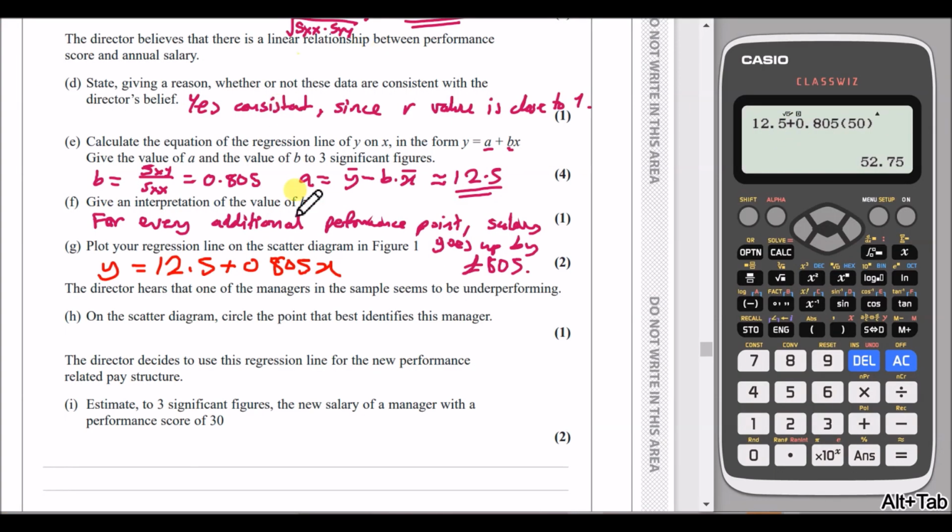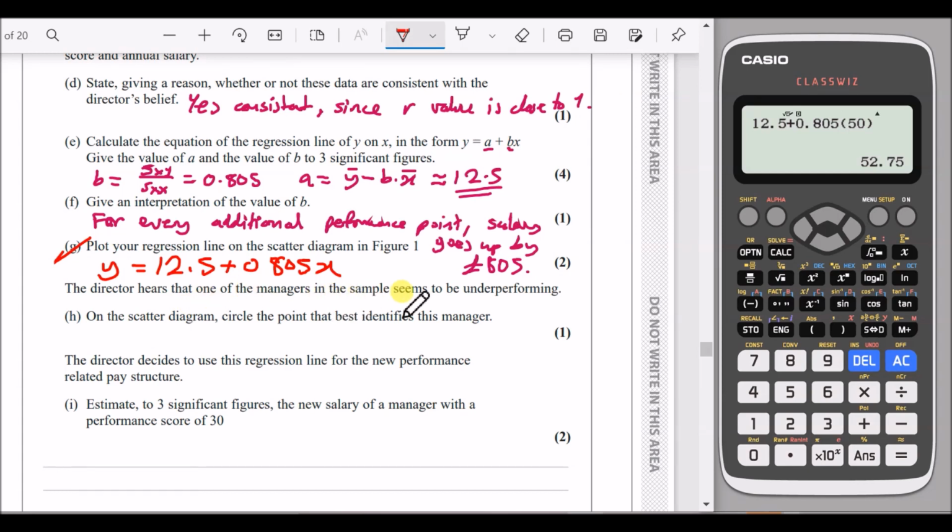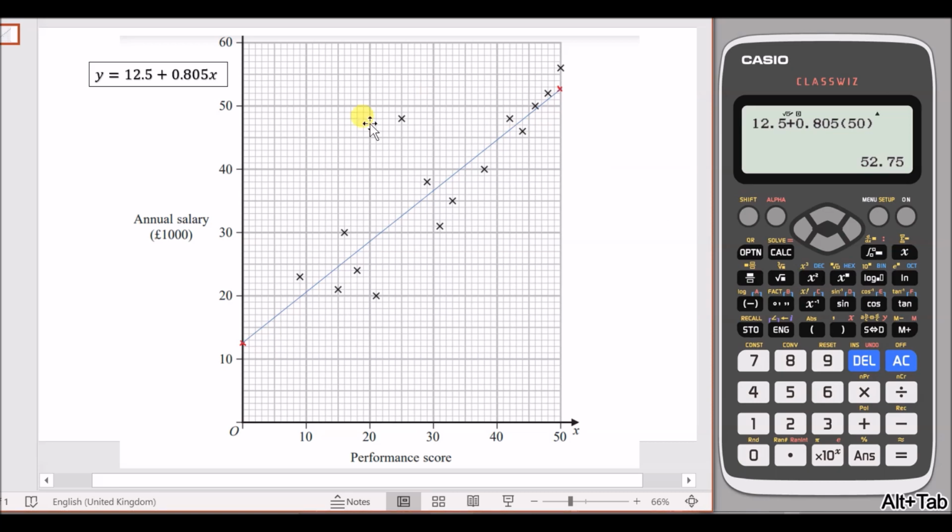Now going back to the next part, which is G, so F is done actually. It says that the director hears that one of the managers in the sample seems to be underperforming. So someone that's getting a low performance score. On a scatter diagram, circle the point that best identifies the manager. We have to think carefully for this one. The best way to think about it is the one who's furthest away from the line, and getting a lot of money for doing way less than somebody else. The one I can see right now is this guy here, who is clearly underperforming, because he's got a score of 25.